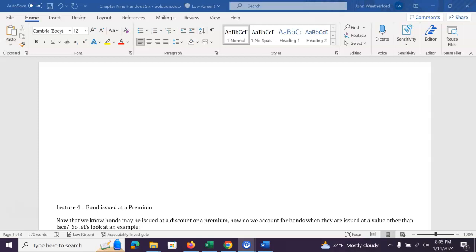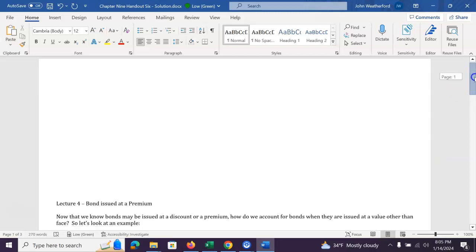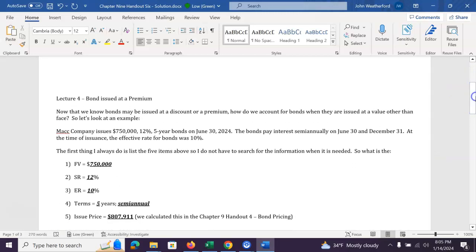Okay, you guys, we're now going to look at how to prepare an amortization schedule and make journal entries when bonds are issued at a premium. Now, we did the calculations to get the issue price on the Handout 4 video, and we went through these journal entries and prepared the amortization schedule when the bonds were issued at a discount in the last video. Here, of course, we're dealing with a premium.